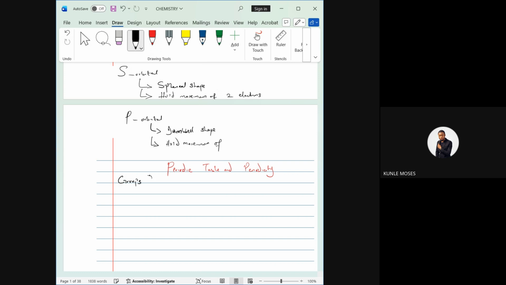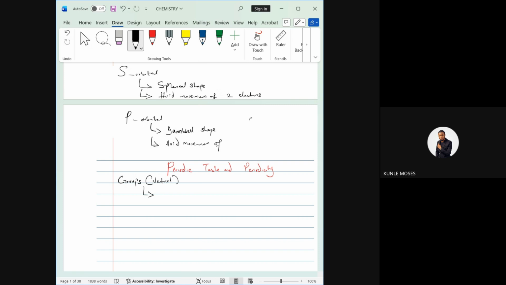So we have the groups and the periods. The groups are the vertical ones. Vertical means something like this. Period means something like this, horizontal. All right. So in the groups, they have the same number of valence electrons. Valence electron simply means the last electron, the outermost electron in the outermost shell.